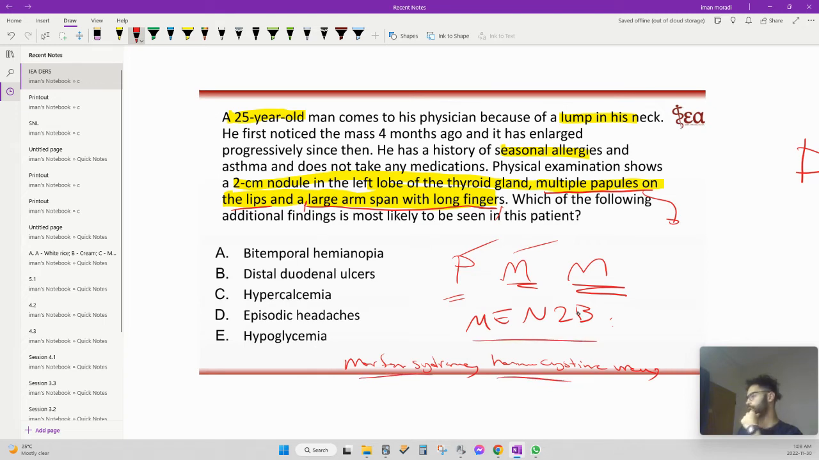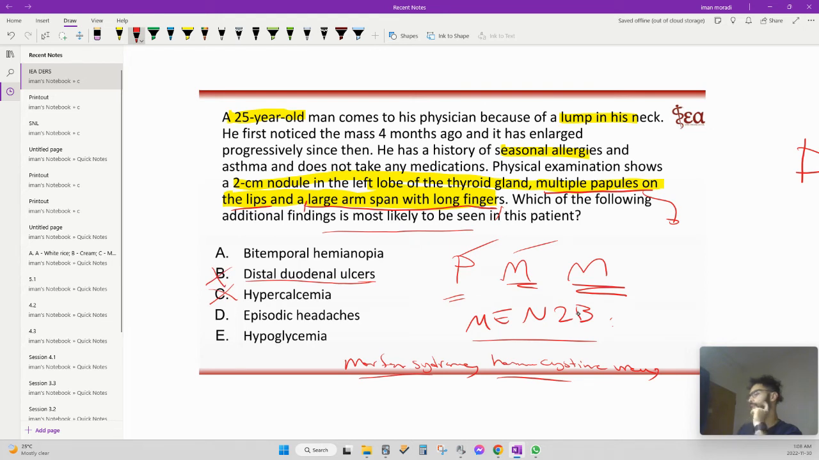Okay. So the question says, what other finding is most likely to be seen in this patient? Hypercalcemia. This is likely with one of the pituitary adenomas, which is seen in MEN 1 and MEN 1A, not MEN 2B like we have in this question. We have distal duodenal ulcers. This is when you have a tumor that produces gastrin, because gastrin activates the parietal cells that produce a lot of acid. So that's not the answer.